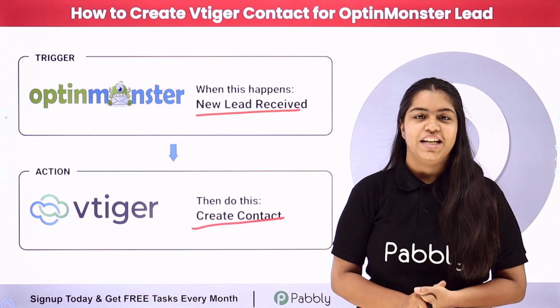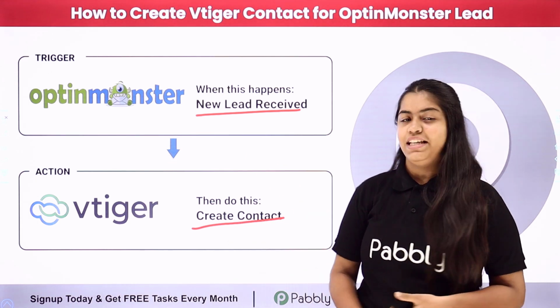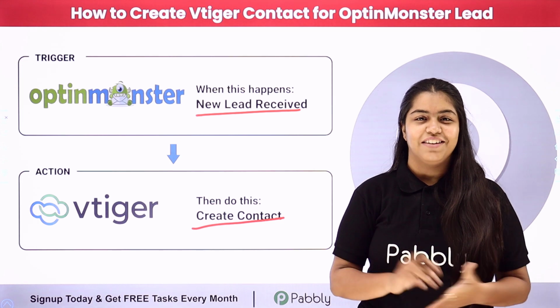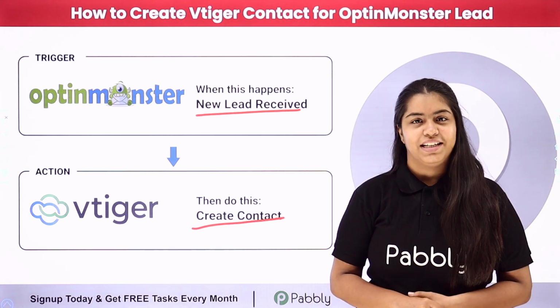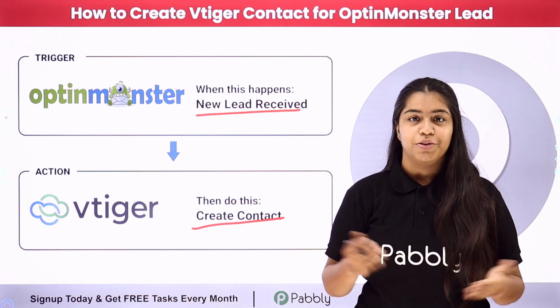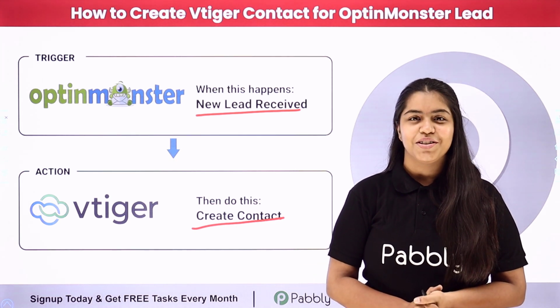For this, we are going to create a connection between these applications. To create this connection without knowing any programming or coding language, we are going to use Pabbly Connect. It is an amazing automation software. So if you also wish to learn how to do this step by step, follow me through the screen.